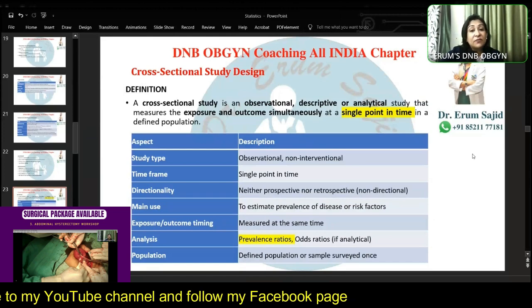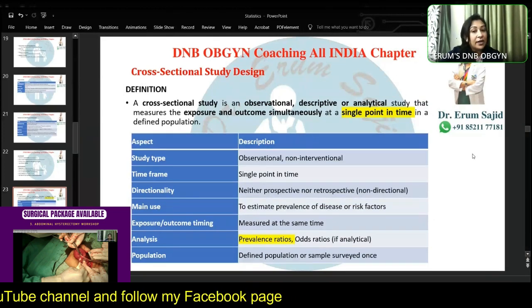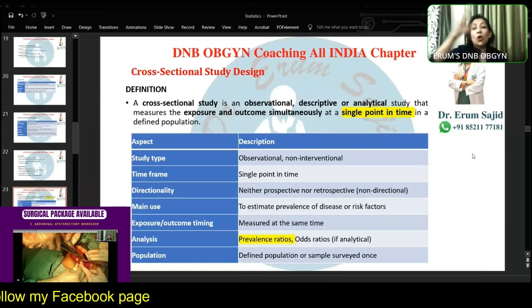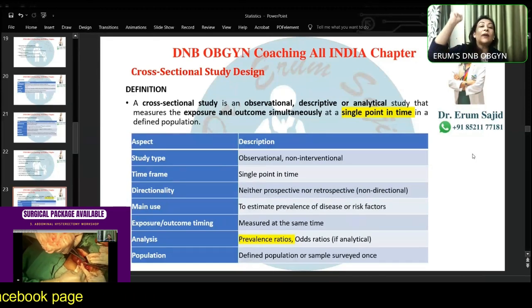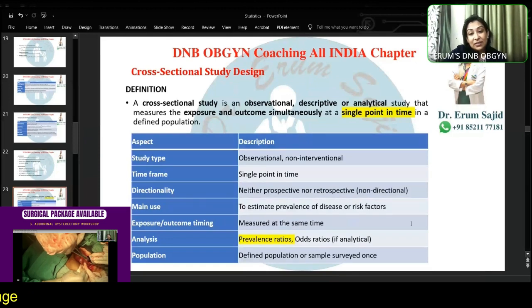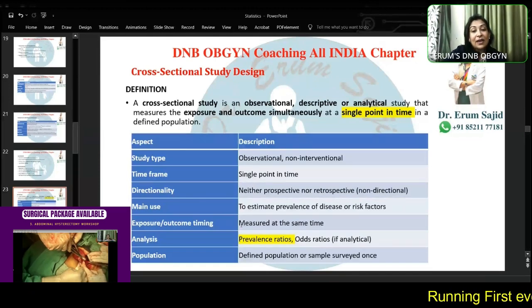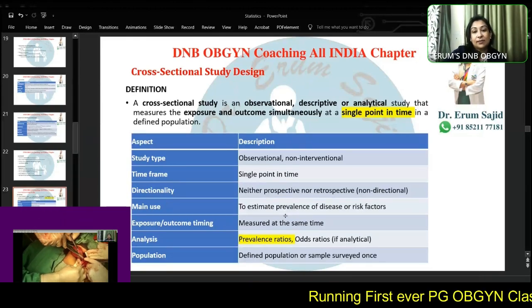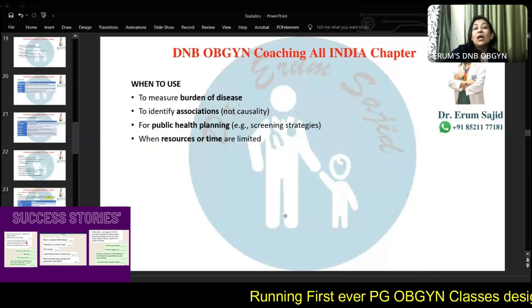All right. This is our observational study mostly. It's non-interventional, single point in time. It's neither prospective nor retrospective. It estimates the prevalence. See, prevalence of the disease or risk factors. It's measured in one time and in a defined population, sampled or surveyed once. Happy? When to use it?